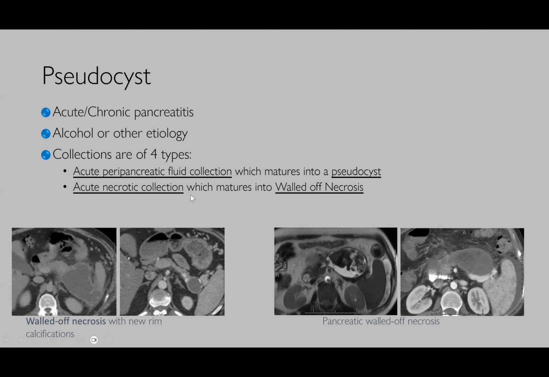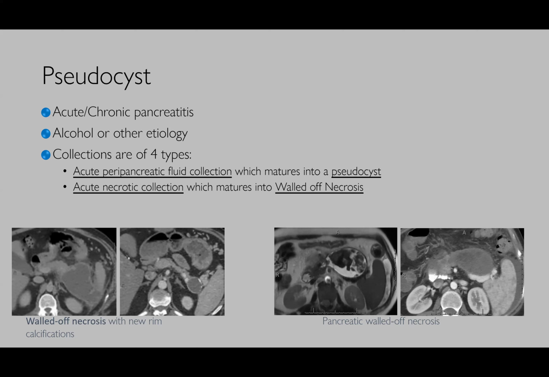If you do have a necrotic component, it's a more heterogeneous collection, then you call it an acute necrotic collection, and this matures into a walled-off necrotic collection. So these pancreatitis-related collections are obviously associated with acute or chronic pancreatitis. And the thing to remember here is that they have a very variable appearance.